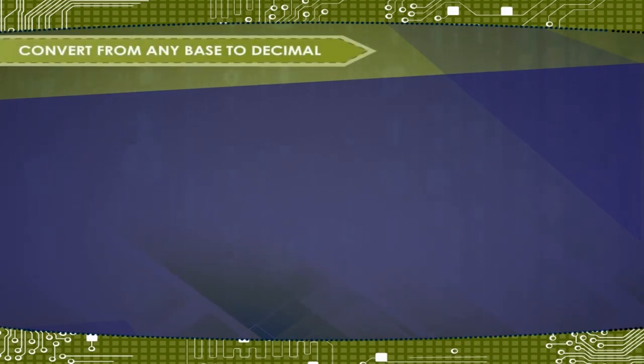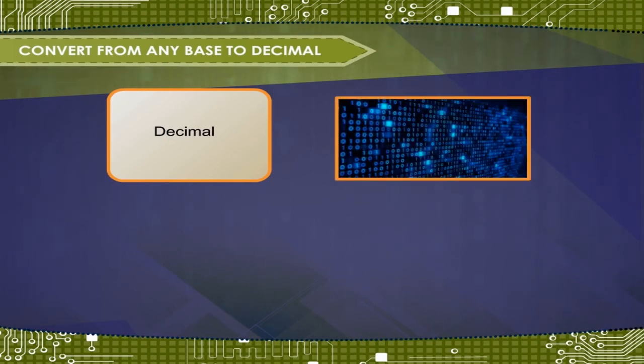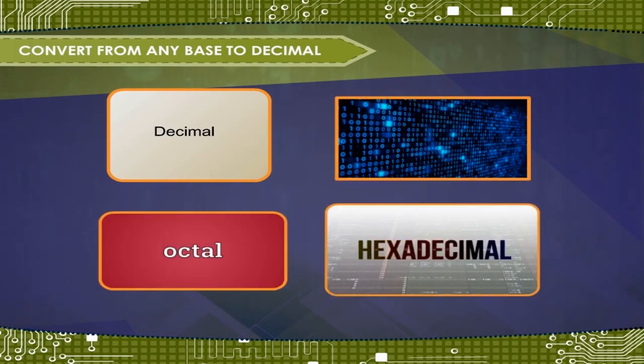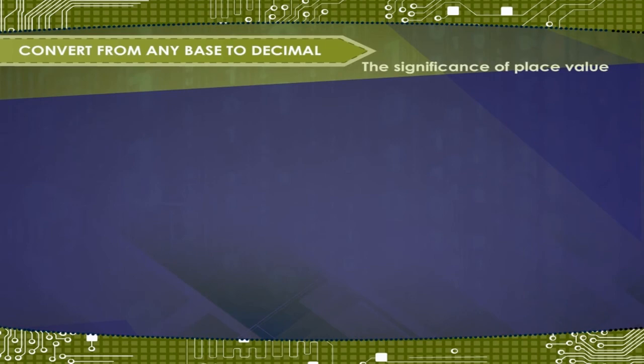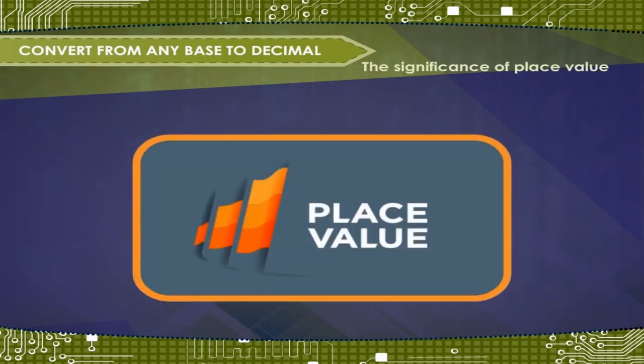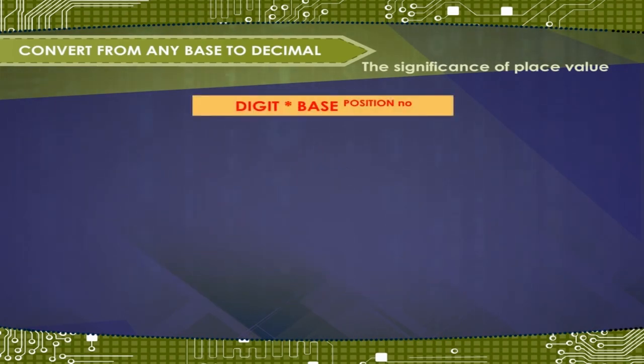Convert from any base to decimal. In the decimal, binary, octal, and hexadecimal systems, the value of any digit in a number depends on its position within that number, that is, the place value of the digit. The significance of place value: the order of the digits is significant, according to which it carries the weight. The positional value is based on the powers of the number system's base value. The formula to convert from any base to decimal is digit times base to the power of position, summed over the number.